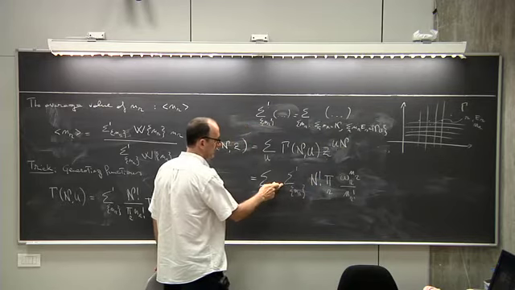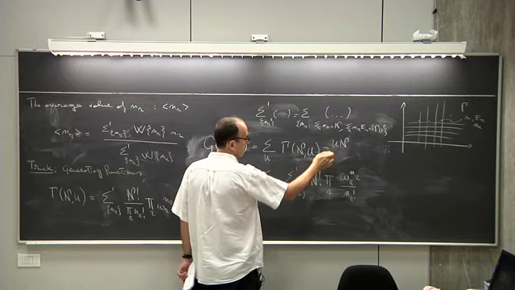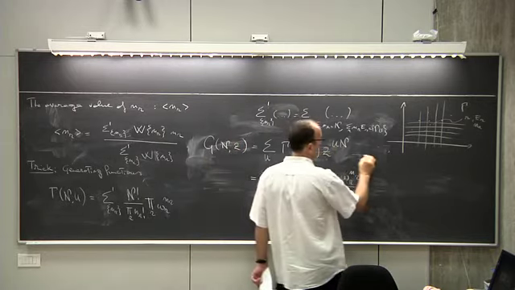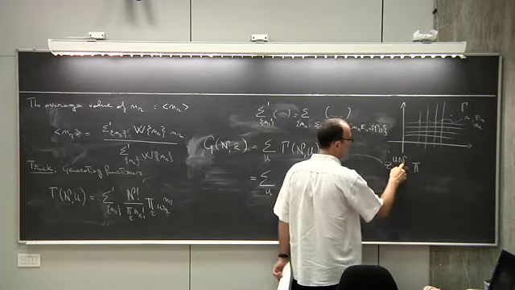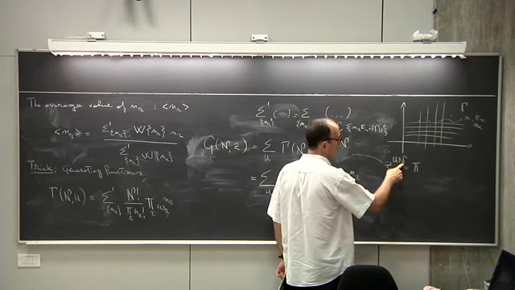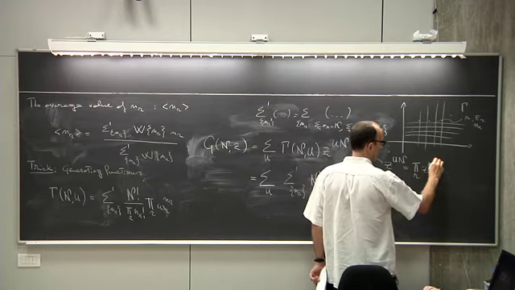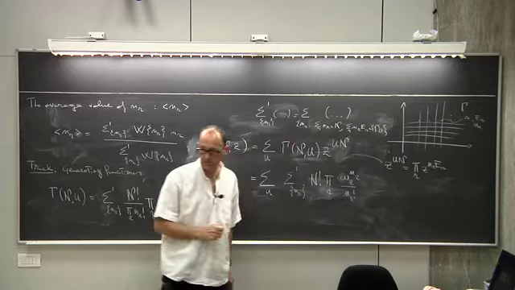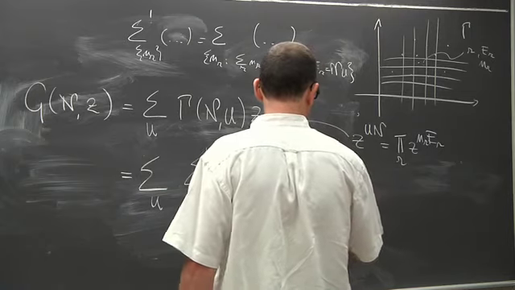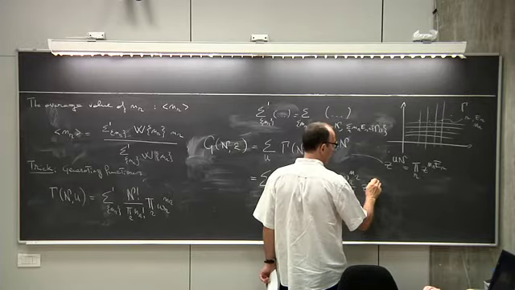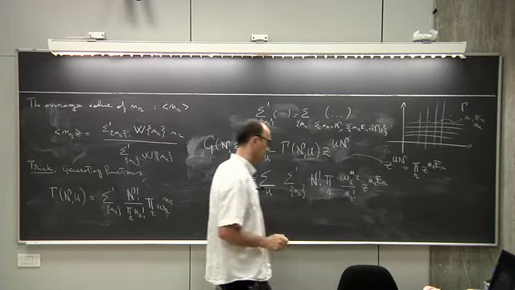But inside this sum, I can use the fact that u times n is the sum over all the r of E_r times n_r. So z to the u times n is the product of z to the n_r times E_r. So here I have z to the n_r times E_r.